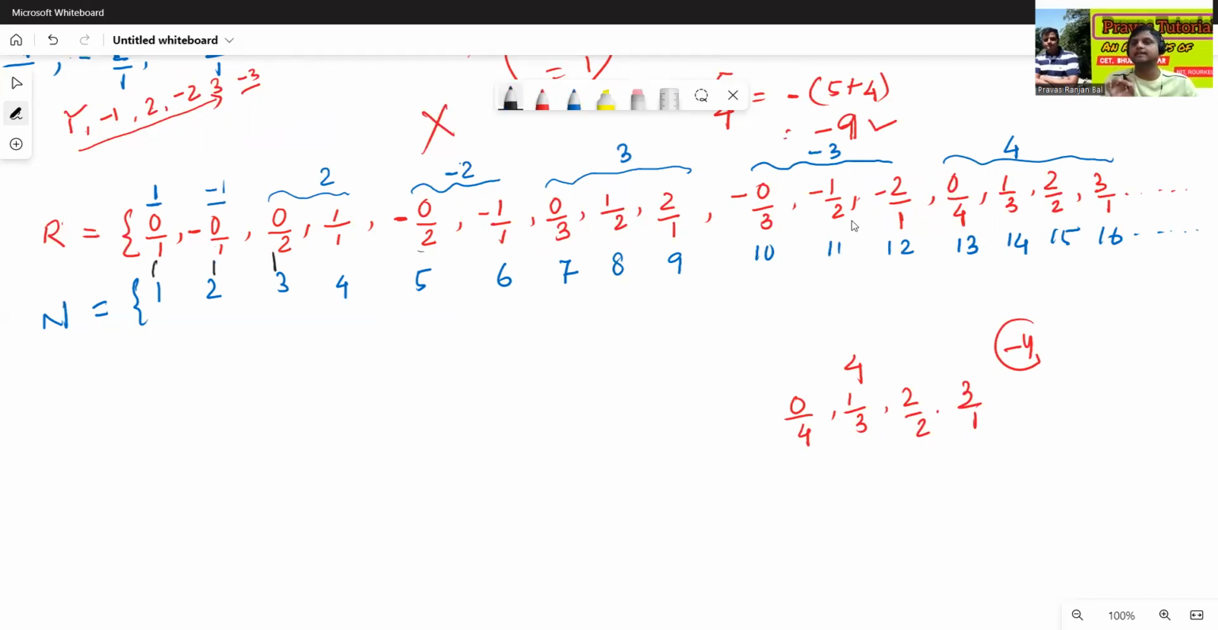Each and every element of the rational numbers we can map one to one with the natural numbers. Then we can say that all elements of the rational numbers are countable infinite. Okay. In the upcoming classes, we'll discuss some different examples of countable and uncountable sets. Thanks for watching.